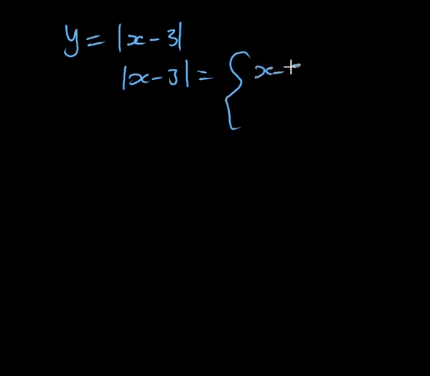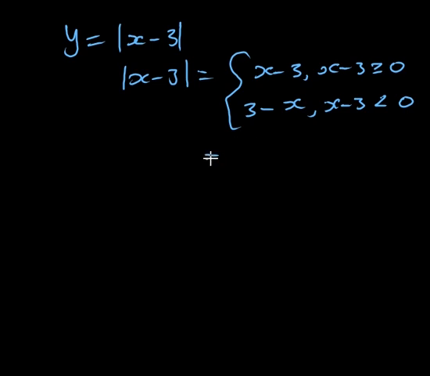In this video, we're going to sketch y equal to the absolute value of x minus 3. If we were to solve this, the absolute value of x minus 3 would be x minus 3, exactly as it is, if x minus 3 was greater or equal to 0, and the negative of this expression, which is 3 minus x, if x minus 3 was less than 0.